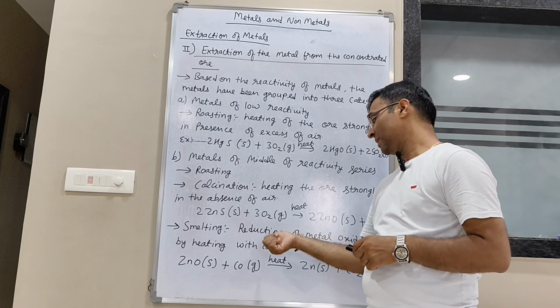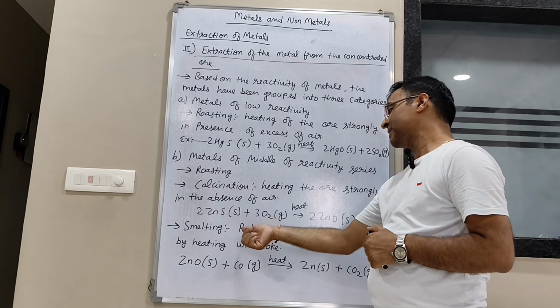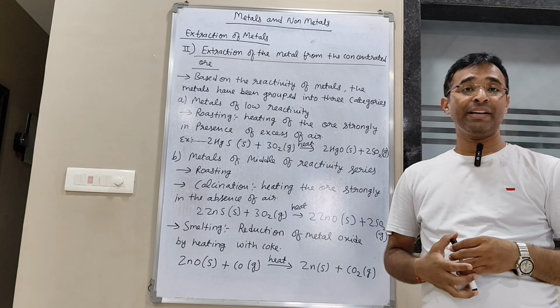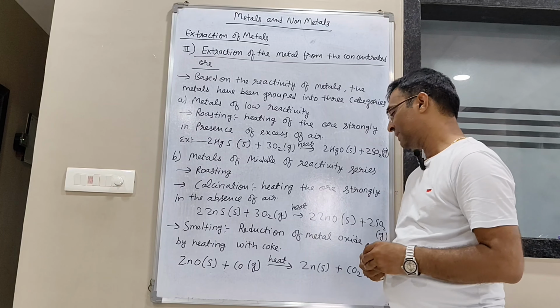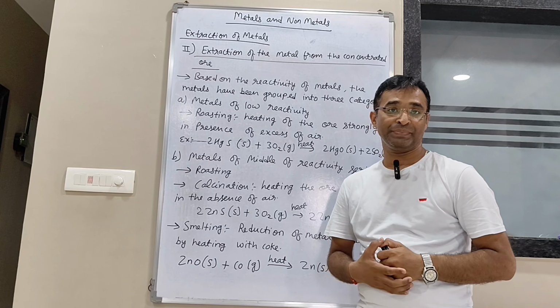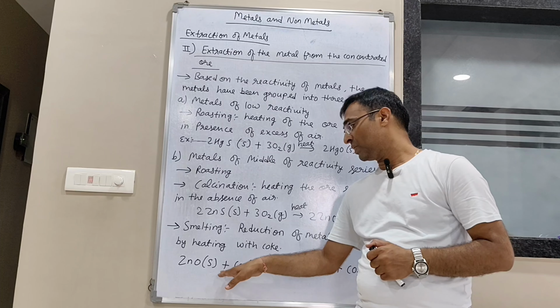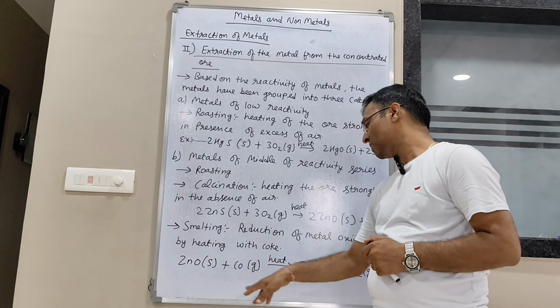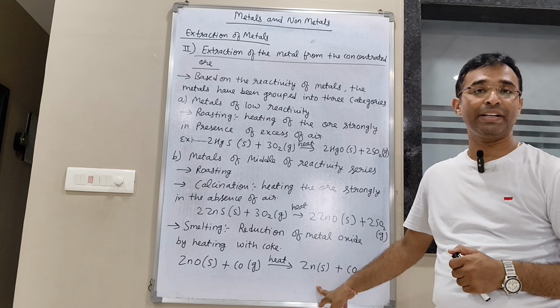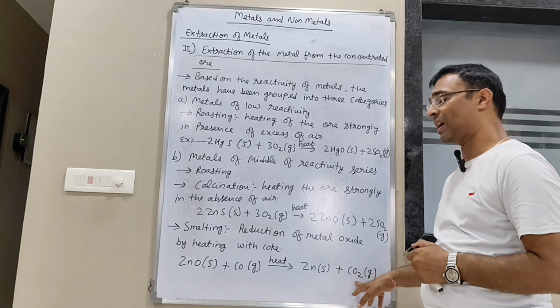Now the next, third process is smelting. Now smelting, what is smelting? Again we are going to heat the metal oxide by heating with coke, which gives carbon monoxide. When we heat zinc oxide with this, we extract zinc as a pure metal and carbon dioxide gas as a byproduct.